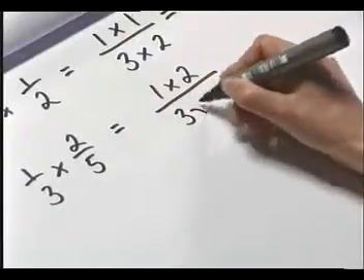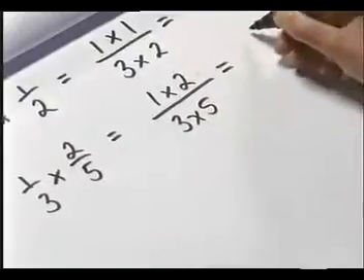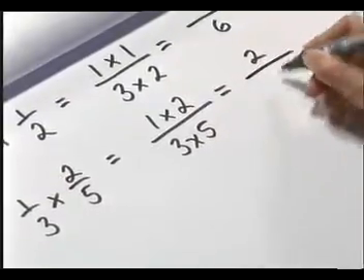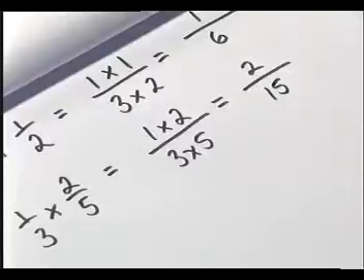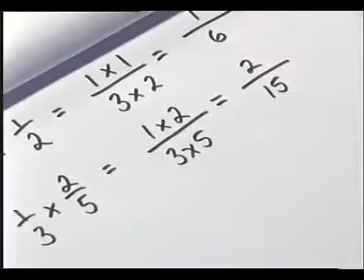So 1 times 2, we multiply the numerators. 3 times 5, we multiply the denominators. 1 times 2 is 2, 3 times 5 is 15. So the answer is 2/15. Well, how does that come about?